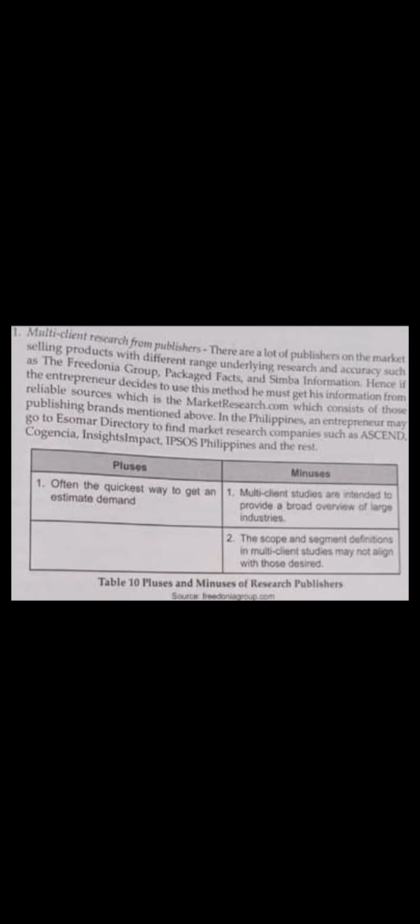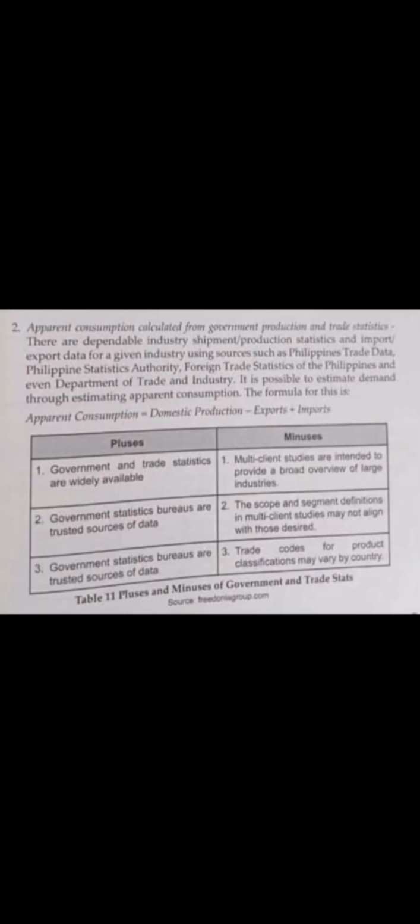This is Table 10, pluses and minuses of research publisher. Number 2, apparent consumption calculated from government, production, and trade statistics. There are dependable industry shipment or production statistics and import or export data for a given industry using sources such as Philippine Trade Data, Philippine Statistics Authority, Foreign Trade Statistics of the Philippines, and even the Department of Trade and Industry. It is possible to estimate demand through estimating apparent consumption.